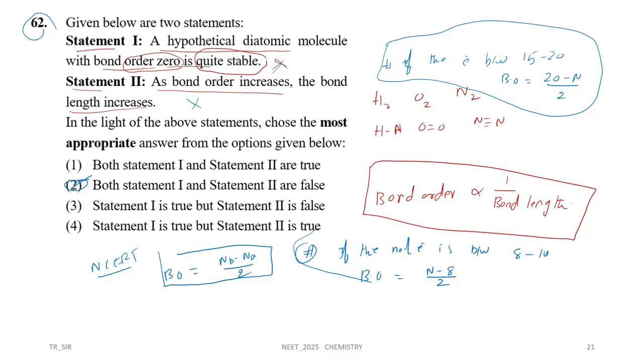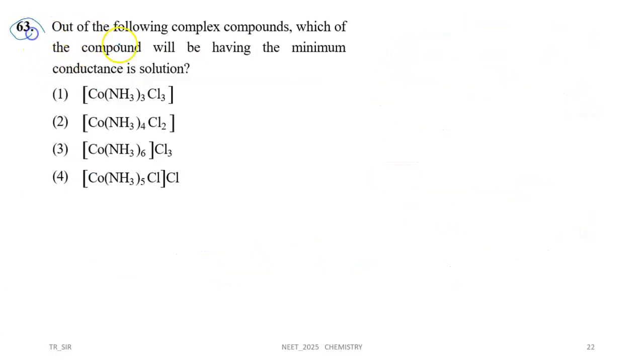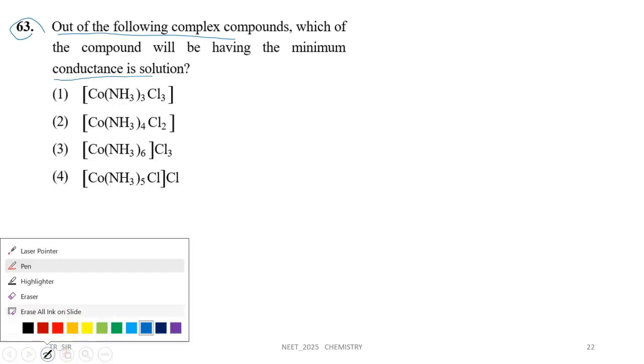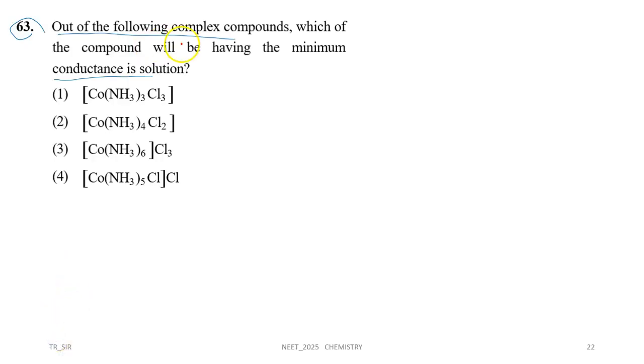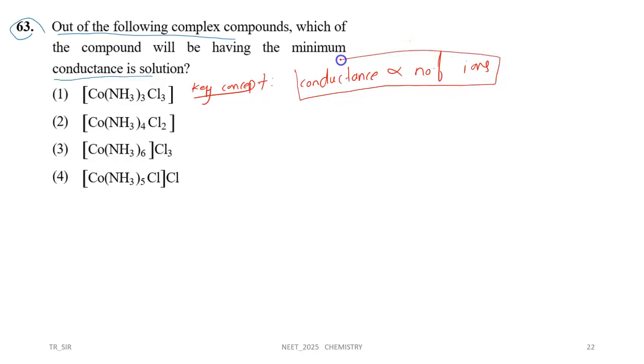Now question number 63. Out of the following complex compounds, which will have the minimum conductance in a solution? The key concept involved in this question is that conductance is proportional to the number of ions present. More is the ions, more is the conductance.